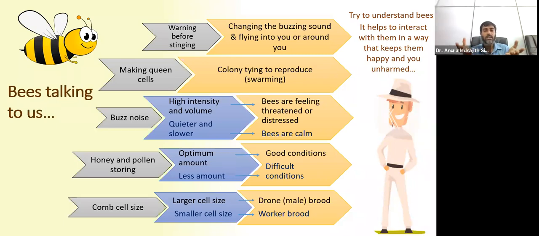Now we are outsiders. When we want to work with bees, we should learn how they actually communicate, and we can get some hints from the bees. If you know these hints, we can easily communicate with the bees. Bees may not sting you at once. For example, they will give a kind of warning before they sting.